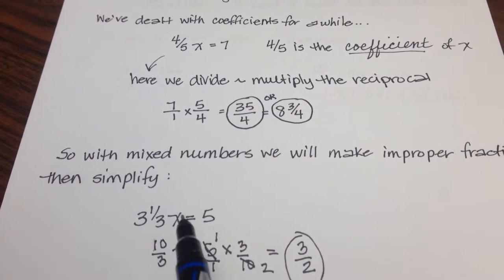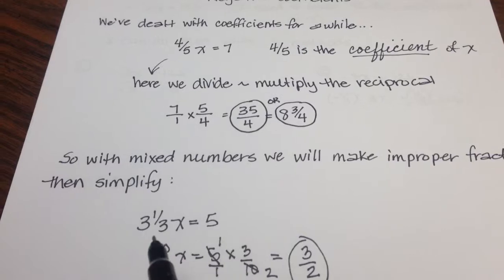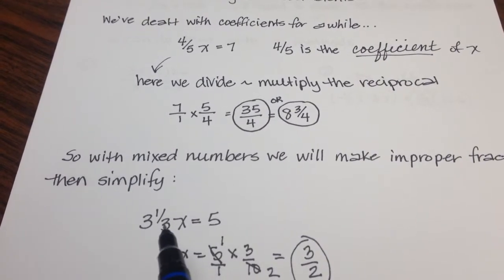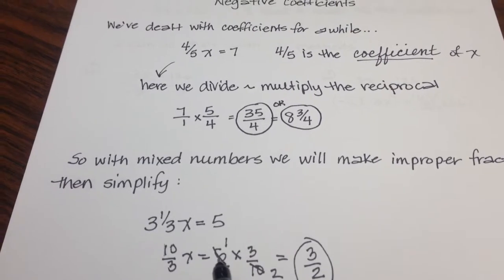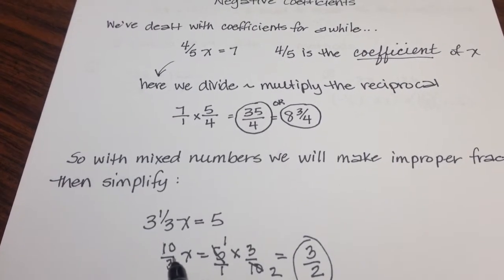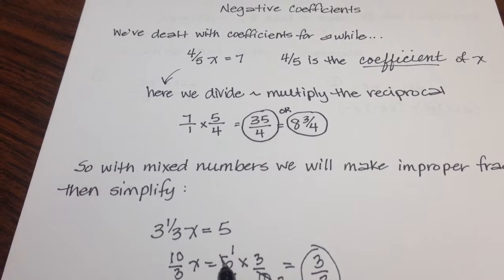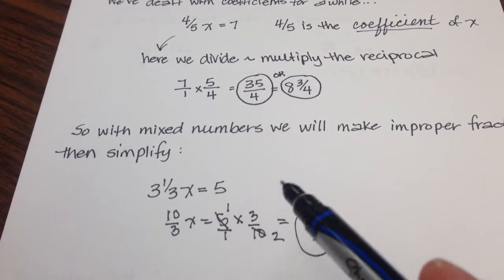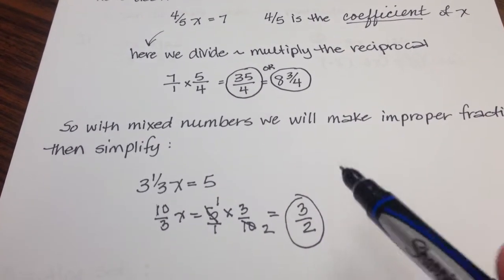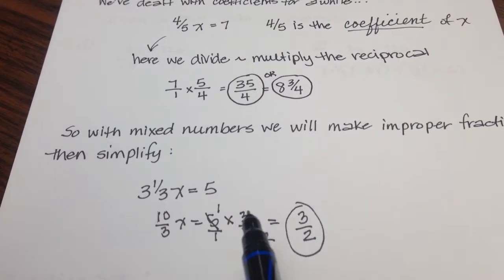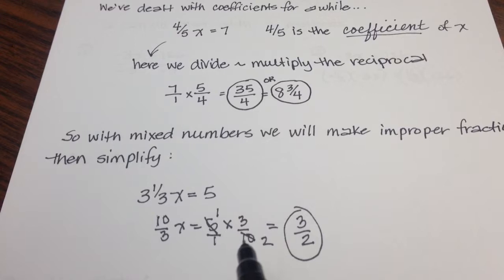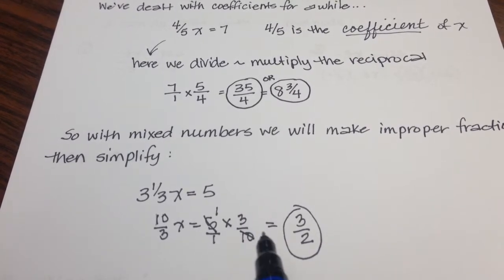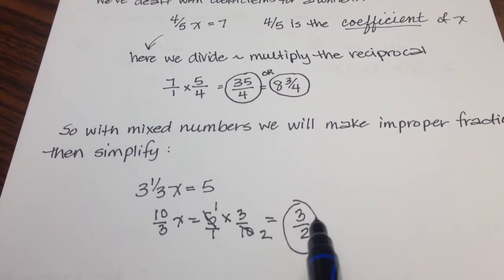So I got 3 1/3 x equals 5. Well, I'm going to make this into an improper fraction. 3 times 3 is 9 plus 1 is 10. So it's 10 over 3 x equals 5. Now I'm going to divide 10 over 3 into 5, which means multiplying the reciprocal. So I have 5 over 1 times 3 over 10. I can cross cancel. 5 goes into itself once, goes into 10 twice. So I have 3 over 2 and just leave it improper.